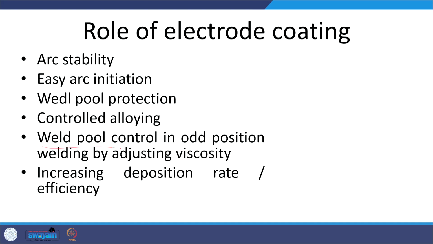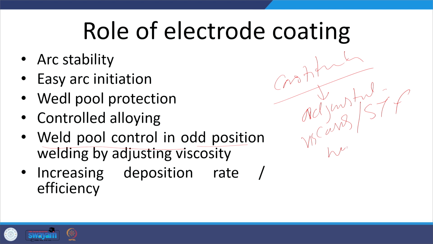Then weld pool control in odd position welding. Sometimes the coating is added with certain constituents, okay. These constituents help in adjusting, okay, or modifying the viscosity and surface tension of the weld pool and slag. Okay. So, the viscosity and the surface tension are adjusted in such a way that its flowability is reduced, especially when we are doing the welding in the odd position.